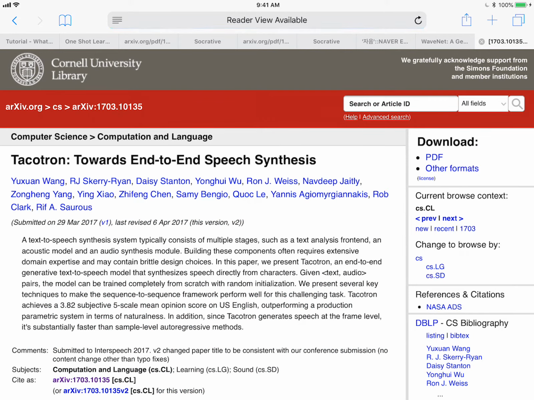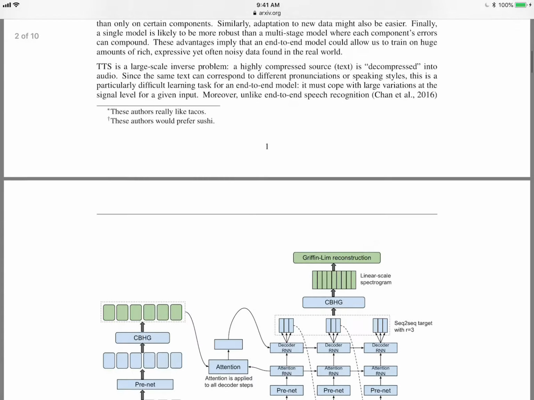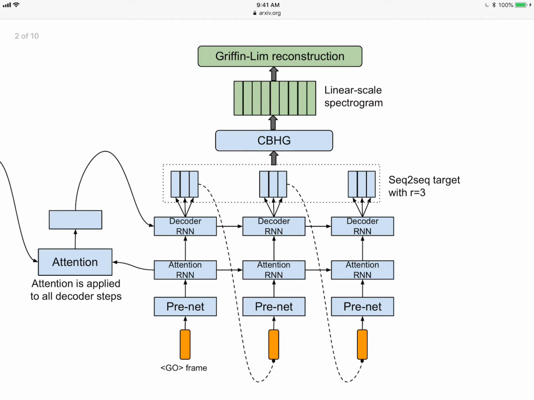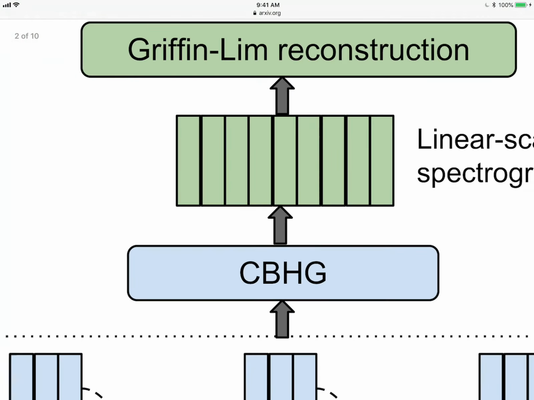According to the student's explanation, this is basically taking the input as a character sequence, or the sentence, basically the text, and then it tries to generate the audio signal. As it shows with this Griffin-Lim reconstruction, just before that, this thing is the spectrogram predicted or generated for each time slot.